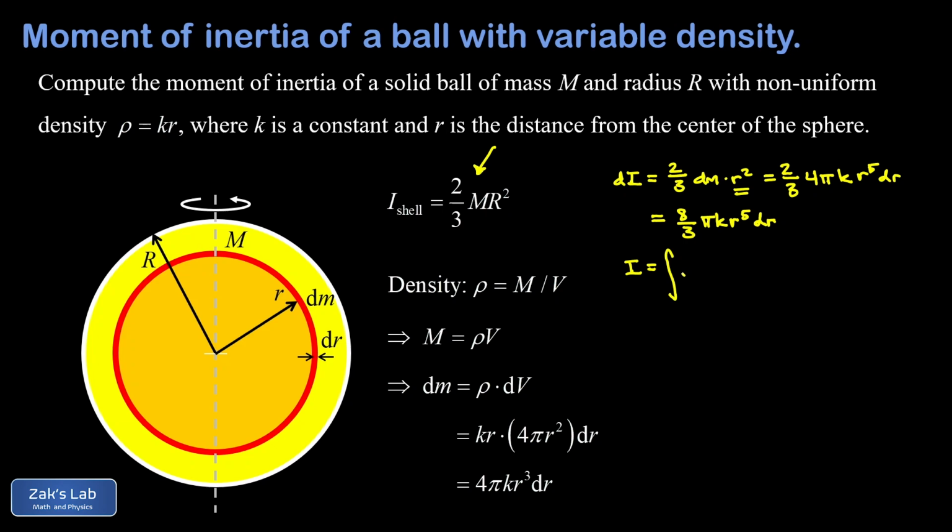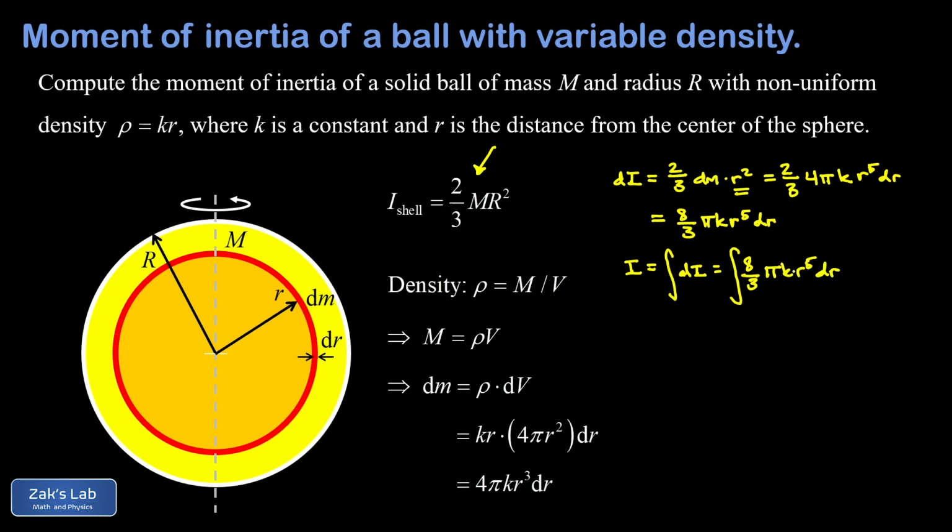So we say that I is the sum of all the dI's. This is what an integral does. So we're adding up infinitely many infinitesimal contributions to get that total moment of inertia. And we sub in our expression for dI, and that's 8/3 pi k r to the 5th dr.